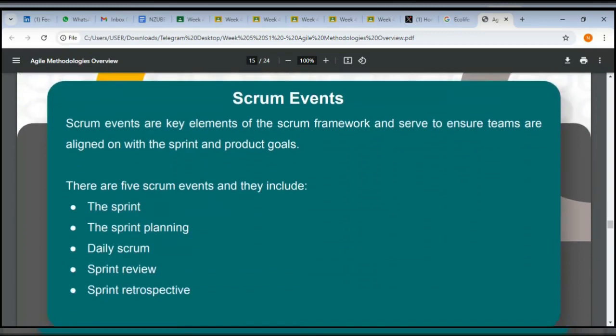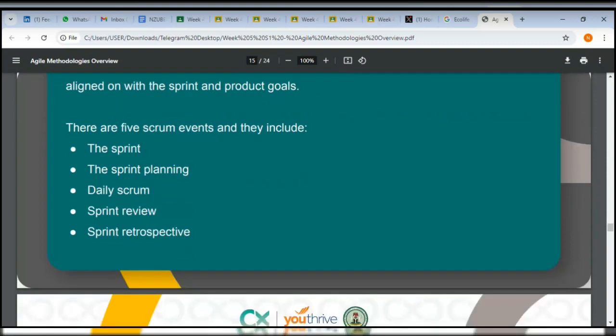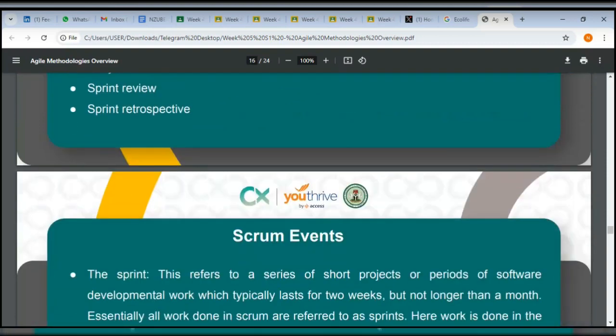Scrum events are key elements of the Scrum framework and serve to ensure teams are aligned on the sprint and product goals. So there are 5 Scrum events: sprint planning, daily Scrum, sprint review, and sprint retrospective. Sprint review is just reviewing what you've done so far with your sprint, and where you are headed.